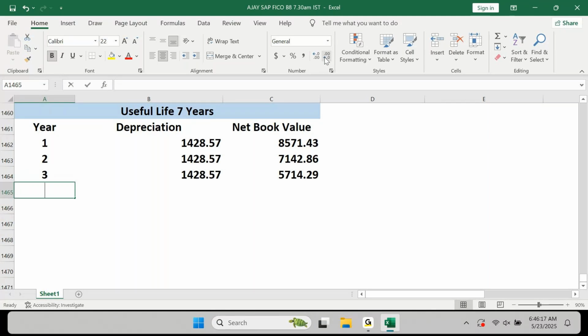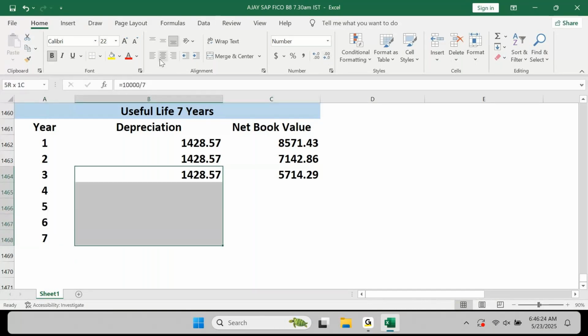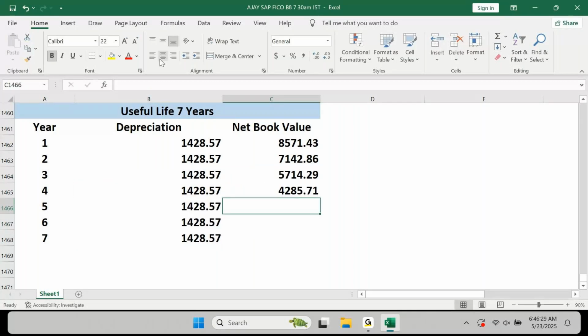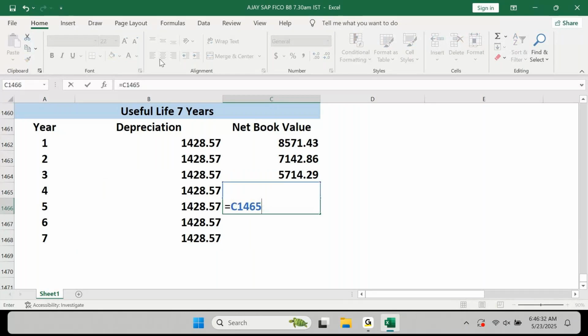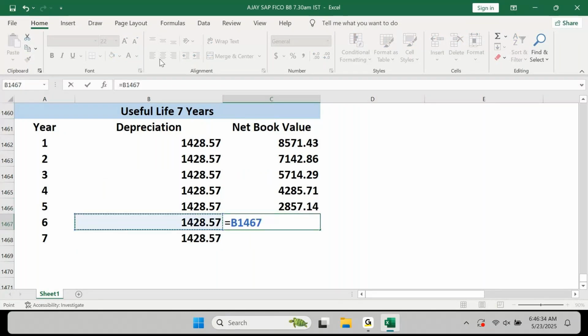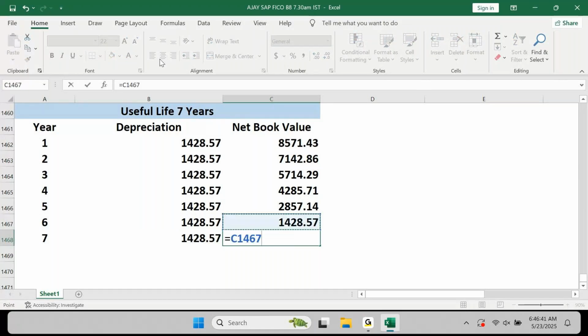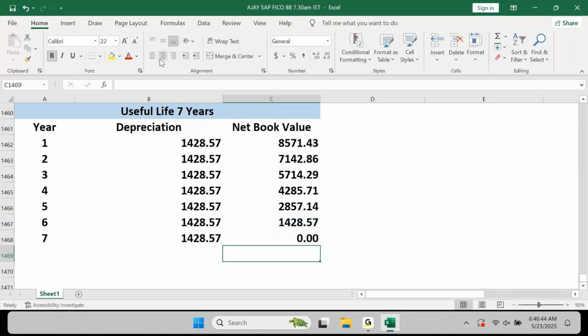Now if I put 4, 5, 6, 7, every year it will be the same amount. This minus this. This minus this. And this minus this. Is this becoming zero at the 7th year or not? Yes. Is there any confusion for this example?